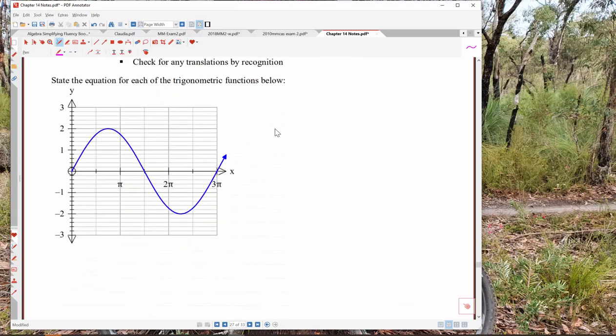All right, so the first move I do is I go, this looks pretty much like a sine graph. So I'm going to go y equals, and I'm going to start with sine. Now I can see that it hasn't been translated vertically, so the mean line is 0, so it's going to have a plus 0 on the end, or no vertical translation. It's got an amplitude of, I can see clearly, 2, so it's going to be 2 sine. And all I need to do now is match up the period.